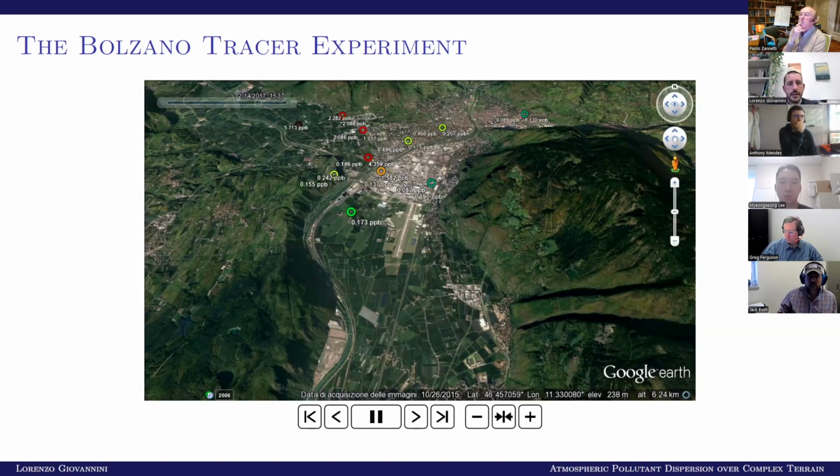And so you can see in particular how thermal stability and different valley circulations can affect both the locations and the strength of pollutant concentrations emitted, in this case, by the punctual release of a plant.